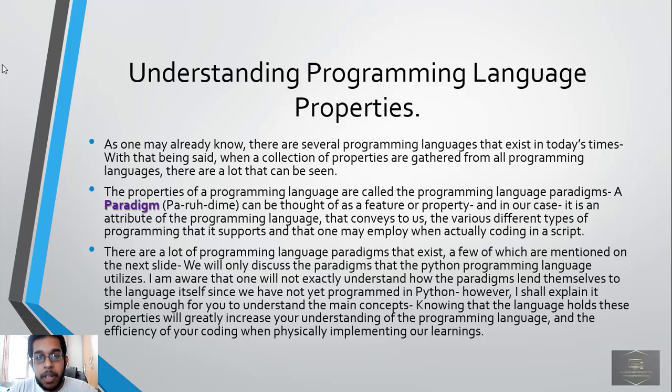A paradigm can be thought of as a feature or property, and in our case, it is an attribute of the programming language that conveys to us the various different types of programming that it supports and that one may employ when actually coding in a script.